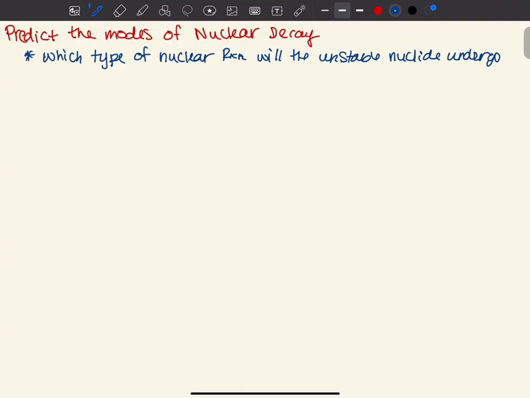So when we look at this, we have to determine what type of nuclide we have. So we have to look at the nuclide type, what that means, and then look at the mode of decay.